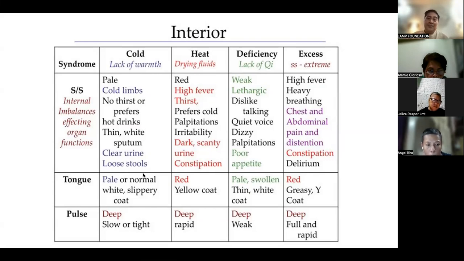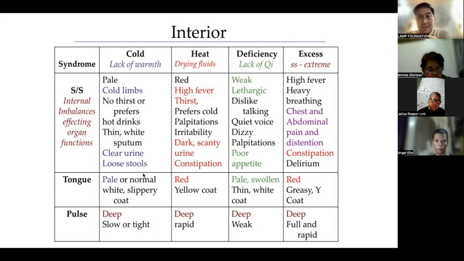Okay, tongue. Oh, tingnan nyo ha, merong tongue and pulse. It is a mortal sin not to master the tongue and pulse. See? Pag cold, it can be pale or normal. White coating, slippery. Slippery or moist, right? That's cold. Pulse, deep, malalim. Slow, pwede ring tight. Either of the two.